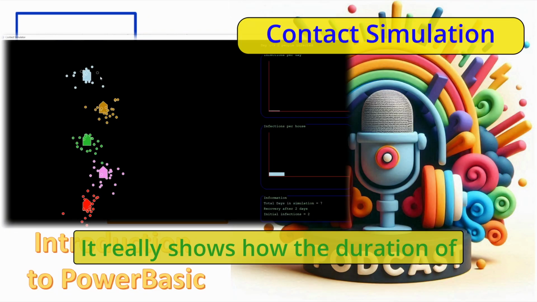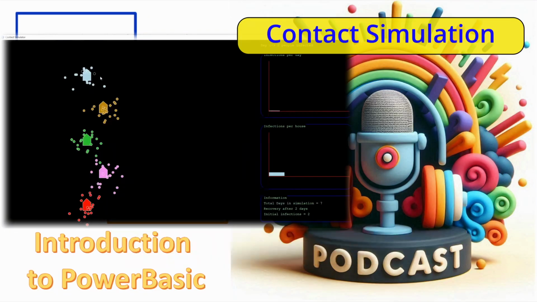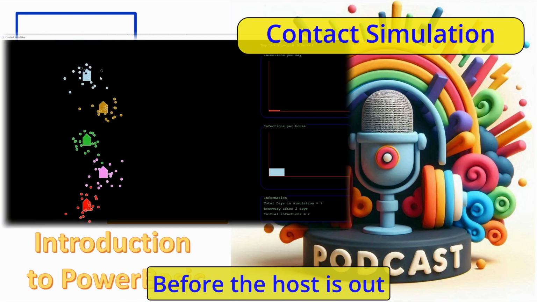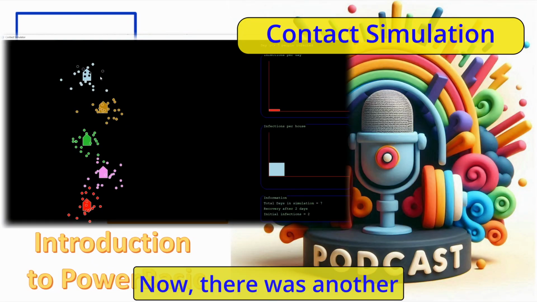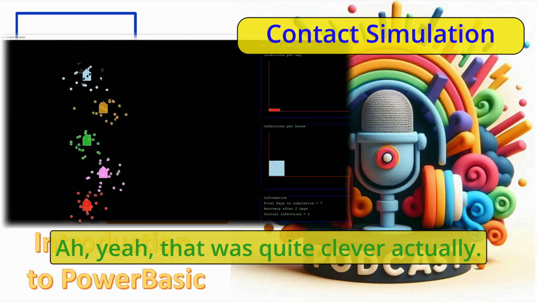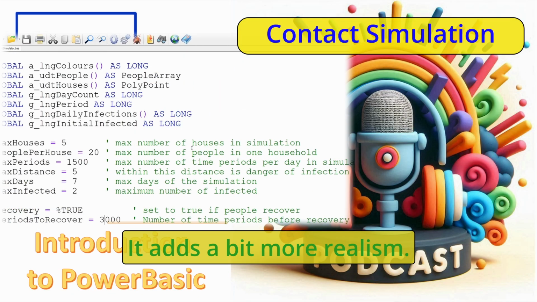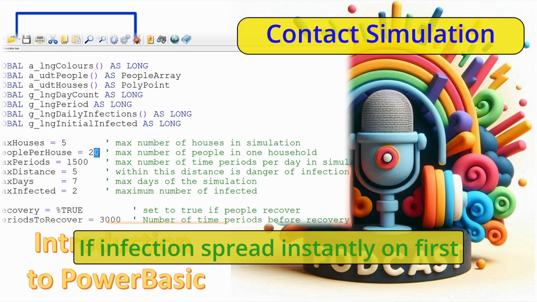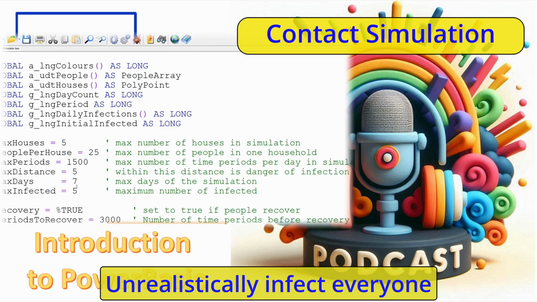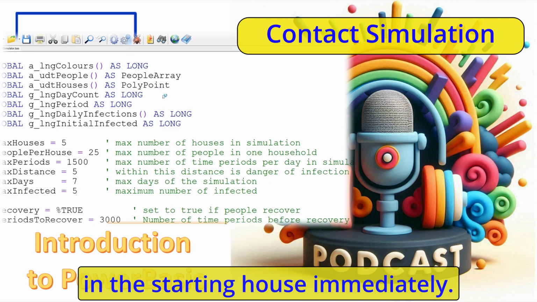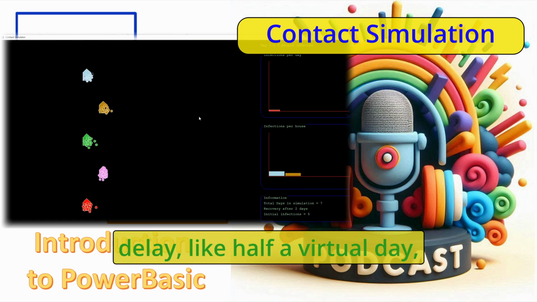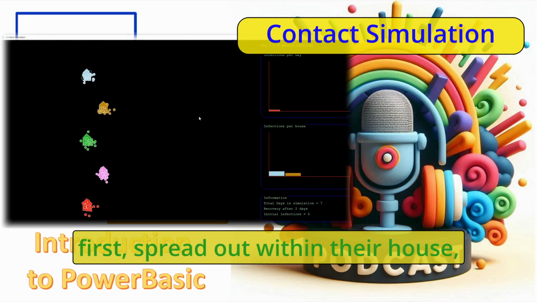It really shows how the duration of infectiousness matters hugely. It limits the window for the infection to jump, doesn't it? Before the host is out of the game, so to speak. Precisely. Now, there was another tweak mentioned: delaying the start of transmission. Why do that? That was quite clever, actually. It adds a bit more realism. If infection spread instantly on first contact the moment the simulation starts, it might unrealistically infect everyone in the starting house immediately. Kind of, yeah. By putting in a slight delay, like half a virtual day, it let the little dots move around a bit first.